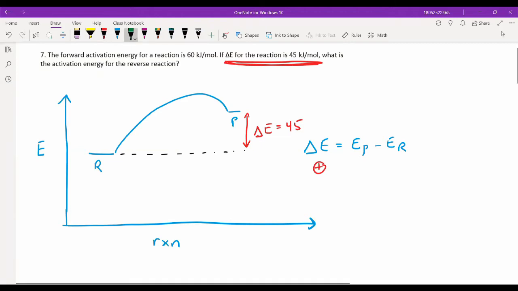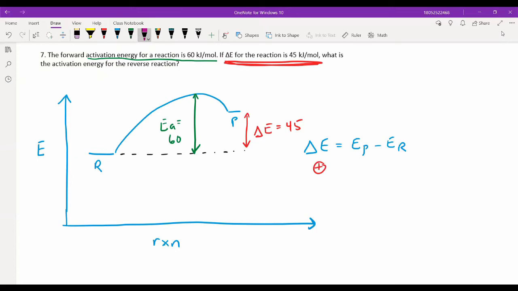The activation energy is always the energy from where you're starting to get over the peak. So we're going to start from reactants, and this is abbreviated as E sub A for activation energy. That's 60.